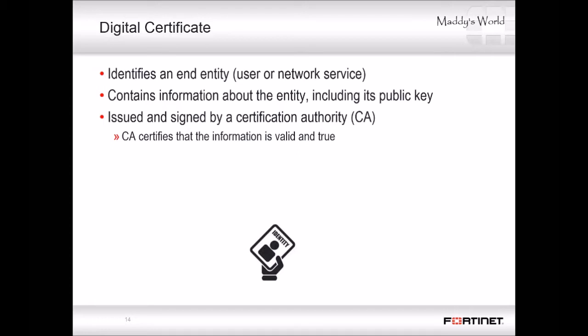How are these encryption algorithms applied? How can they also be used to strengthen authentication? A digital certificate is a digital credential that identifies someone or something. That someone or something can be either a network user or a network service. The certificate contains information about the entity that it is identifying, including the entity's public key. A digital certificate is issued and signed by a certificate authority, or CA, which certifies that the digital certificate and its content is trustable and valid.